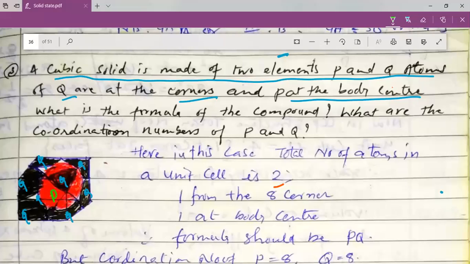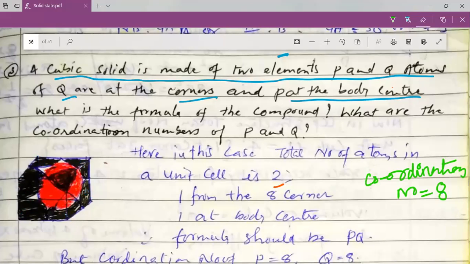So now you can see that this P is in contact with how many Q? 1, 2, 3, 4, 5, 6, 7 and 8. So we can say that the coordination number is equal to 8 because each P is in contact with 8 other Q, and that is why the coordination number is absolutely 8.